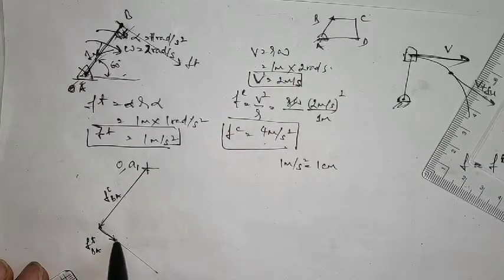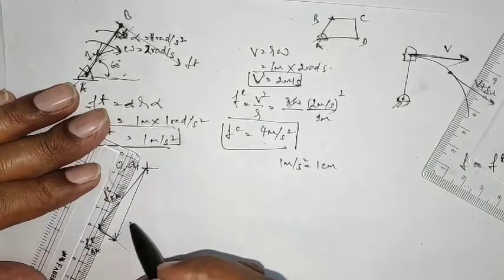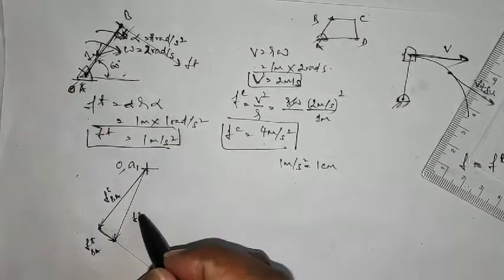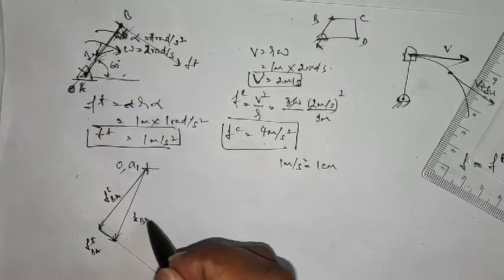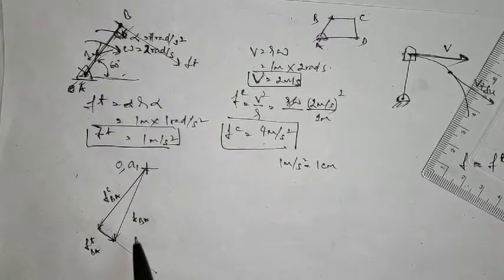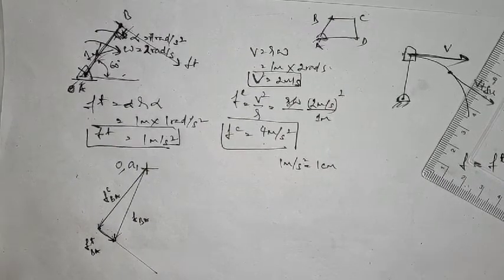So these two vectors combined will give the final acceleration. So this is the acceleration of B with respect to A, which is the combination of the centripetal acceleration and the tangential acceleration.